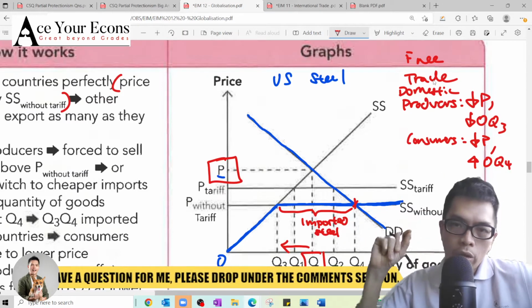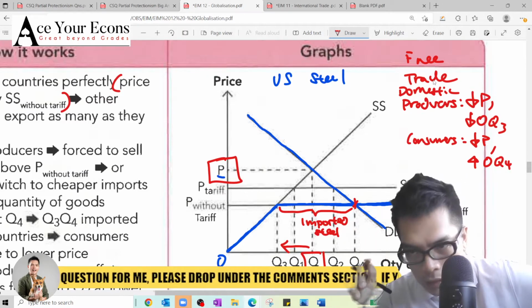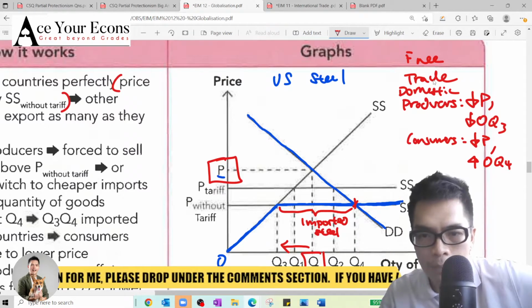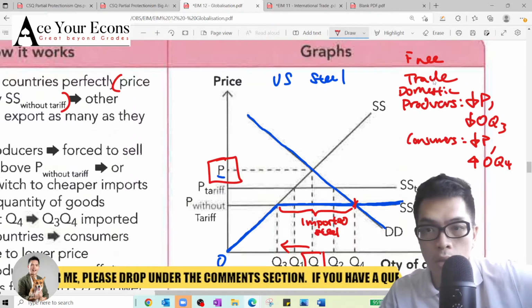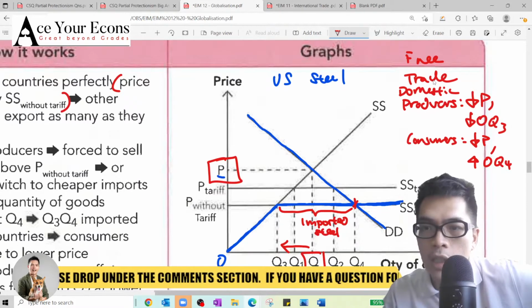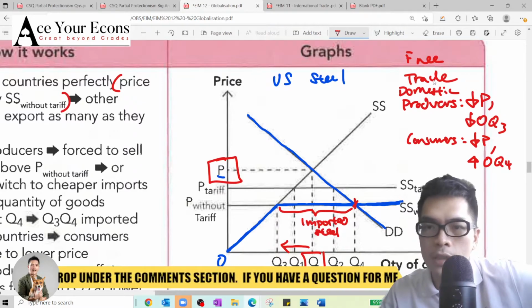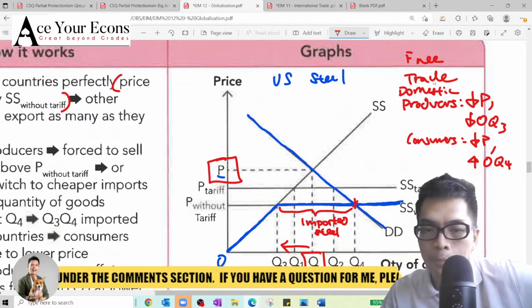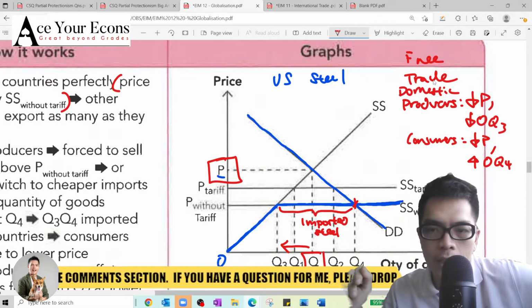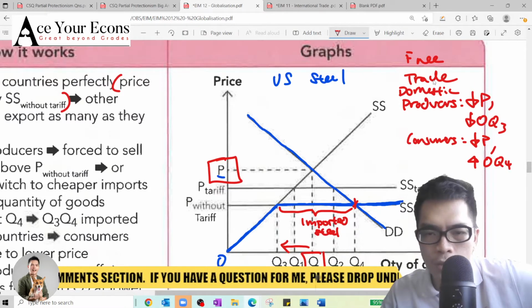So when we use an import tariff, or when we use a free trade diagram like this to illustrate, it's important to show who are the winners and who are the losers, for you to understand better. You can see that consumers are better off at the expense of producers. We are not yet at the tariff. Now I'm going to show you how a tariff works.